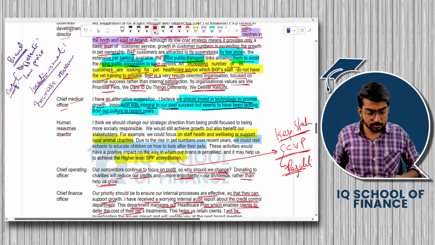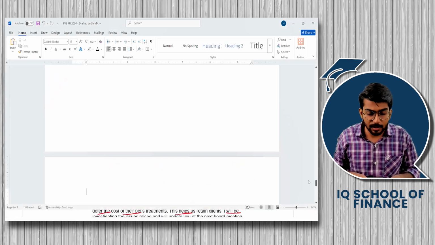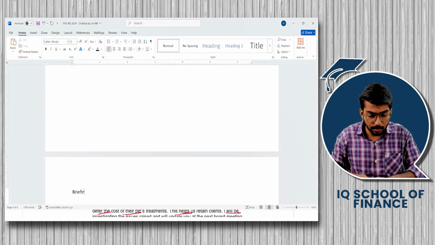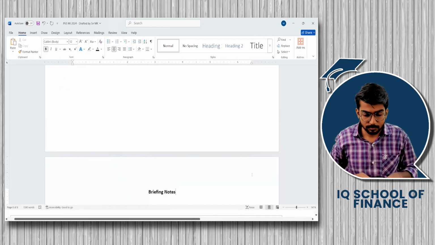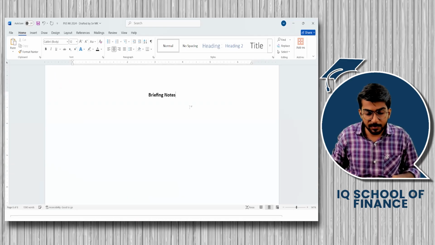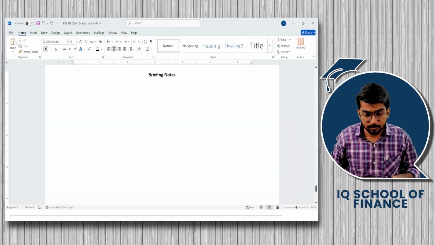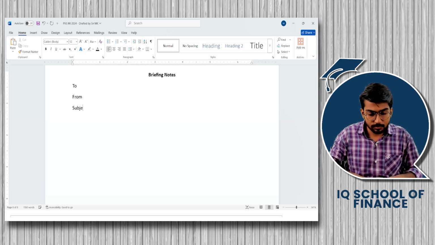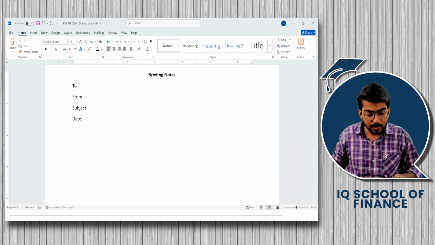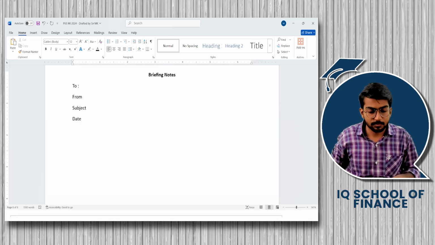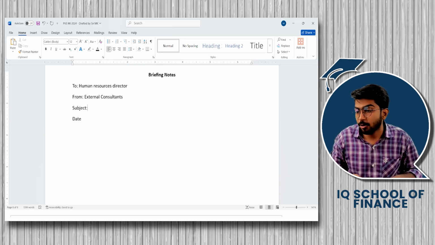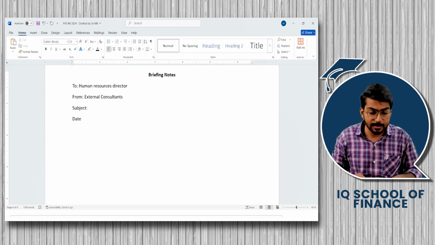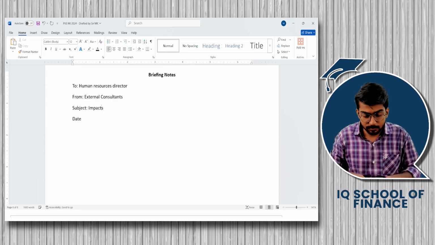All right. So now let us go and start drafting our answer, and then I will ask you guys about the drafting. Briefing notes. So the format of the briefing notes is to, from, subject, date. Guys, can I please have the subject? Impact of CSR on key stakeholder. Excellent, Sneha. See, it's very simple.